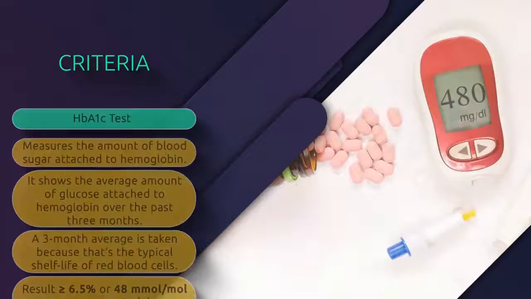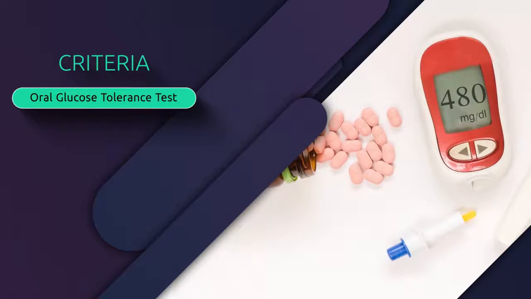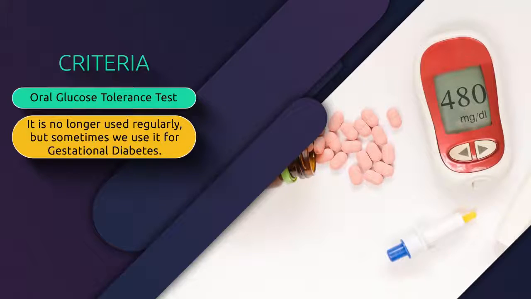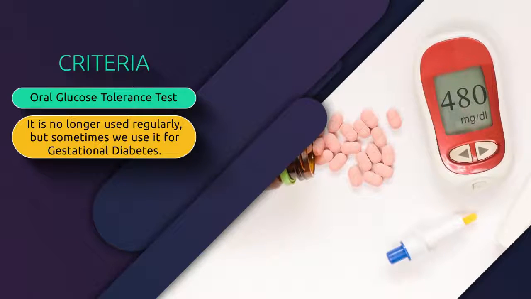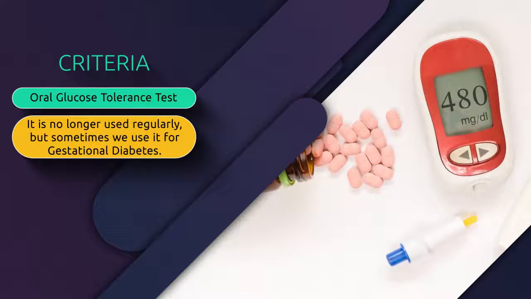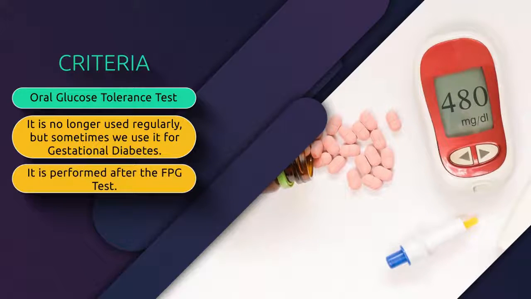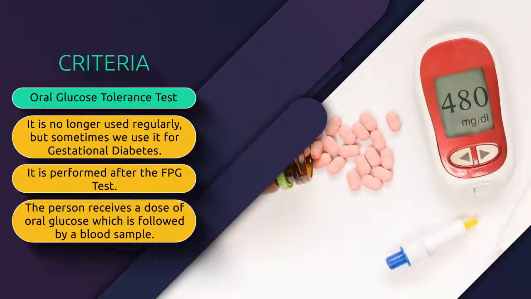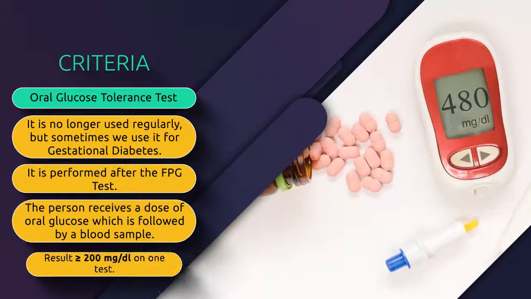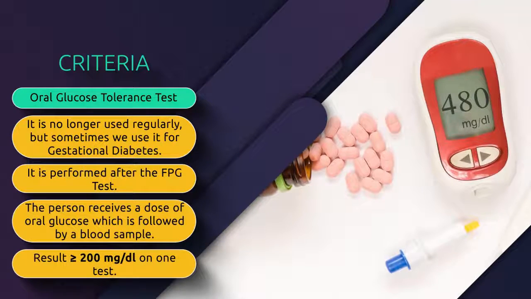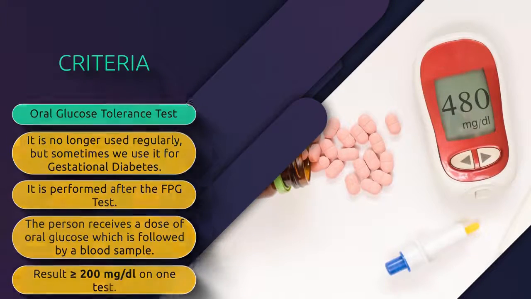diabetes is confirmed. The oral glucose tolerance test, on the other hand, was a common test for diagnosing type 2 diabetes, but is no longer routinely used. However, we do use it for gestational diabetes from time to time. The oral glucose test is performed after the FPG test, where the person receives a dose of oral glucose which is followed by a blood sample. If the reading is more than 200 milligrams per deciliter on a single test, the diagnosis of diabetes is confirmed.